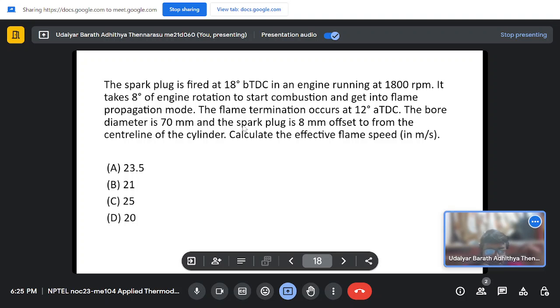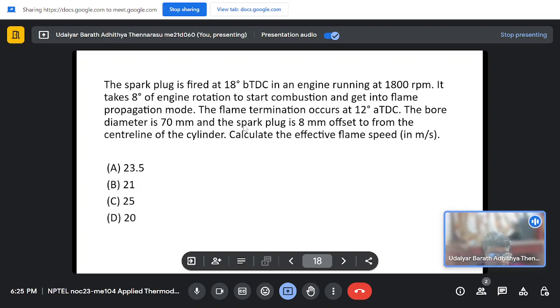So 18 degrees before TDC, your spark plug is initiated. It takes 8 degrees of rotation of the crank angle, so 10 degrees before TDC, the flame starts propagating. It takes from 10 degrees before TDC to 12 degrees after TDC. That is the combustion time in terms of crank rotation, and at 12 degrees after TDC, the piston has reached and started expanding again in the power stroke. During those degrees your flame has reached the cylinder walls and the total combustion has taken place. So that was what is given.